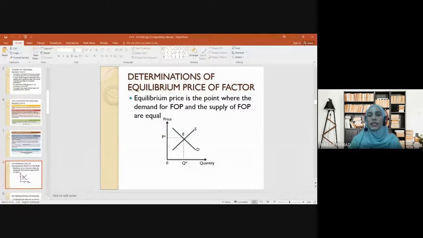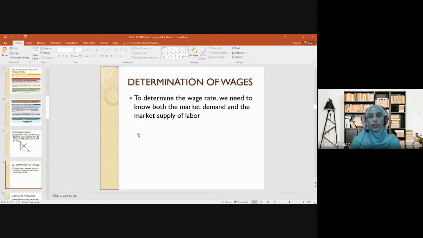Right, so this is how we determine the equilibrium price of factors. Kalau kita nak determine equilibrium price of factors of production, so dia mestilah ada demand for factors of production and supply of factors of production. So demand and supply akan kita boleh determine the price of factors of production. Okay, now untuk chapter 8 ni, kita hanya fokus on labor sahaja. Untuk syllabus you all hanya labor sahajalah. Okay, so kita nak determine wages.